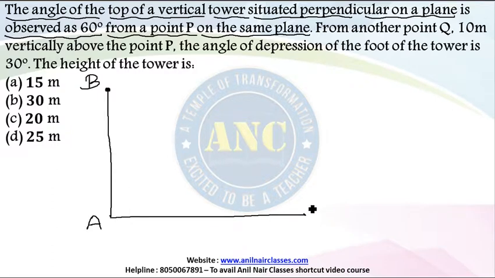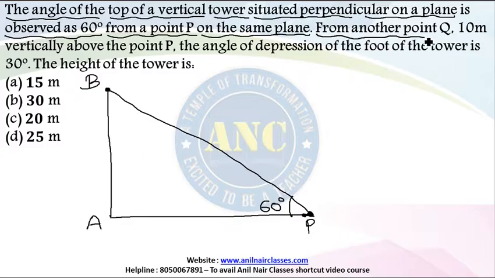From where is it 60 degrees? From a point P on the same plane. There is some other point called point P on the same plane. From here to here, the angle of elevation to the top of that vertical tower is mentioned in the question as 60 degrees. This is the first statement.